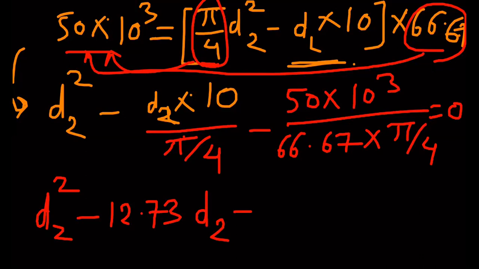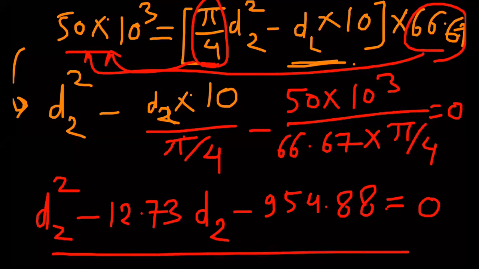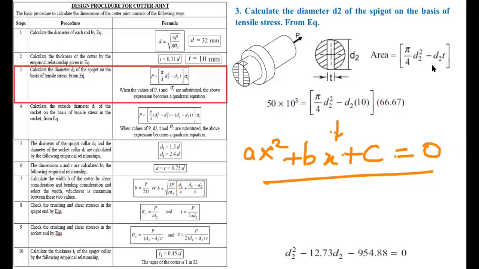So after calculation, does anyone have an answer? What will be the answer? Okay, so that will be equal to 954.88 is equal to 0. So you have got this: D2 square minus 12.73 D2 minus 954.88. So this is the answer: D2 square minus 12.73 D2 minus this.